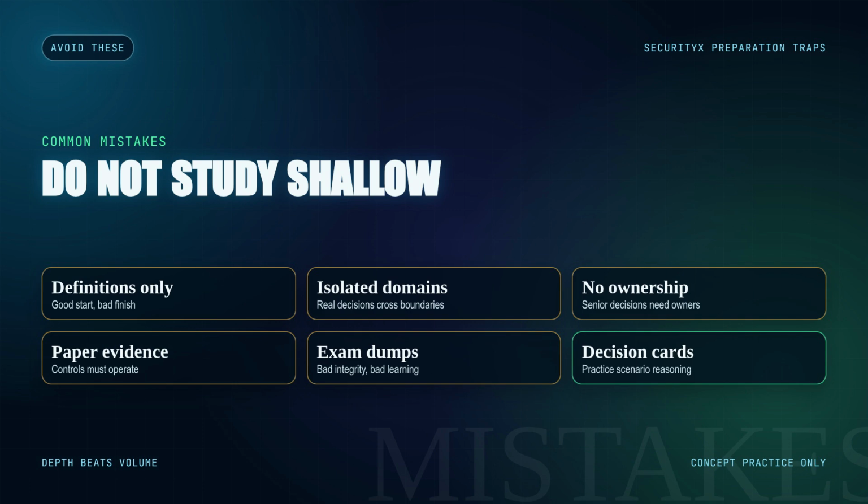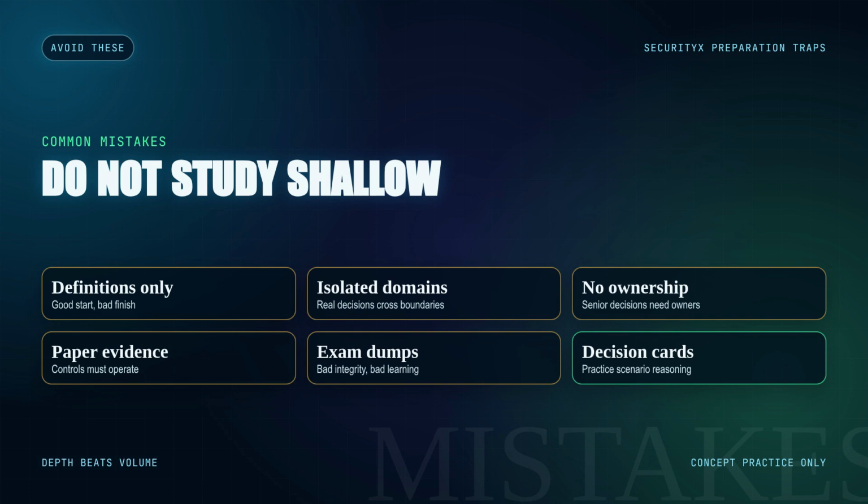Mistake 3, ignoring ownership. Senior security decisions always have owners: system owners, data owners, risk owners, control owners, and incident commanders. Mistake 4, treating compliance evidence as paperwork only. Evidence is not just for auditors. It is how you prove controls are implemented and operating. Mistake 5, using exam dumps. Dumps train memorization and create exam integrity risk. Scenario practice should be original and concept-based.